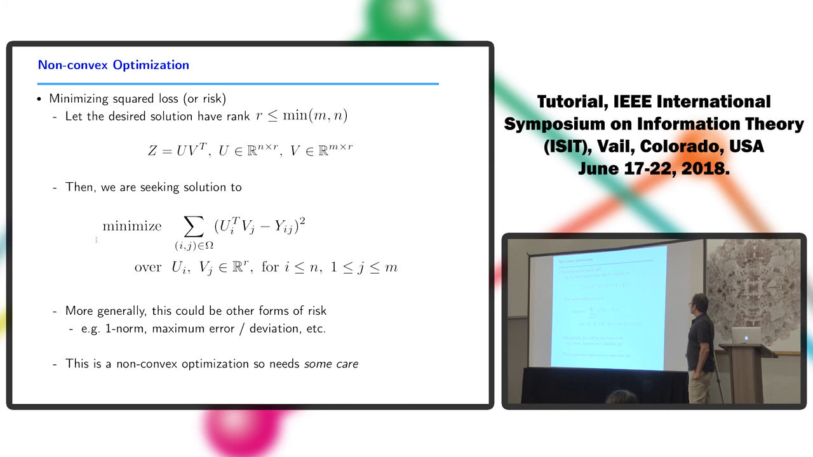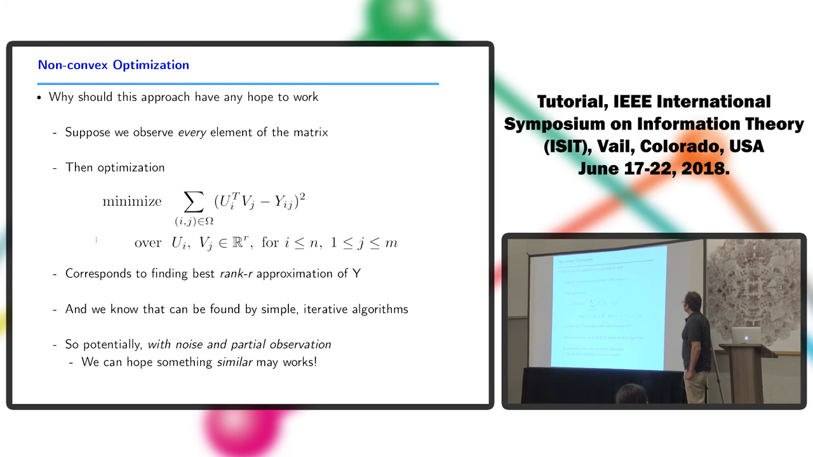And again, this is not convex. If V was fixed, of course, it's convex. If U is fixed, it's convex. But since both U and V are there, it's a quadratic optimization, and hence not convex. But then you say, well, maybe this is not that bad. Because let's say I observed everything, and Y is exactly equal to A. What is it? Well, this is exactly what we learn in basic linear algebra. If I want to get the best rank R approximation of my underlying matrix, this is the optimization problem I'm solving.